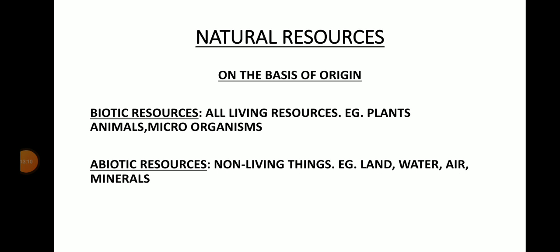Okay, let's move on to the first classification of natural resources: resources on the basis of origin. Origin means their starting point, their beginning. So, biotic resources. I have already taught you, whenever you come across this word bio, it relates to life. It is a Greek word for life. Bio means life. Biotic resources means all living resources come under this category.